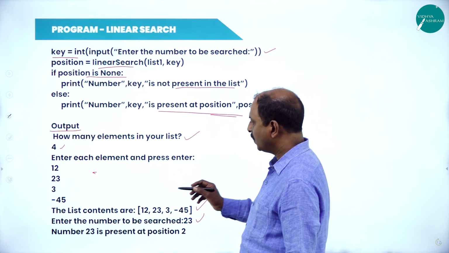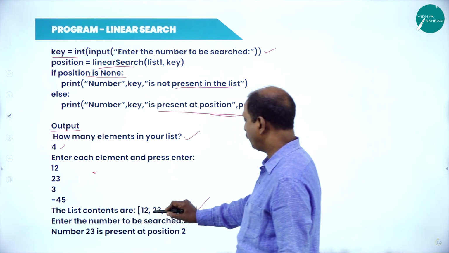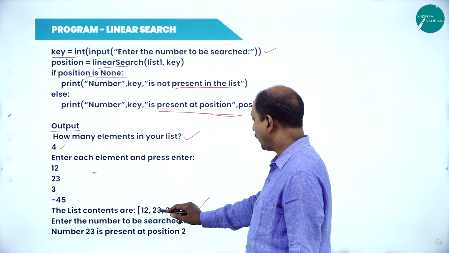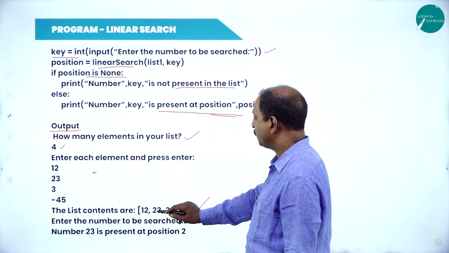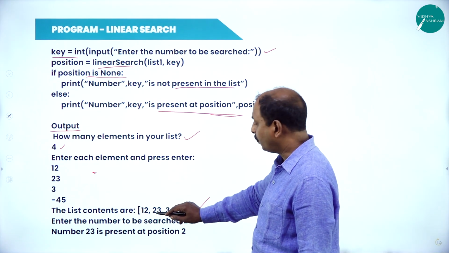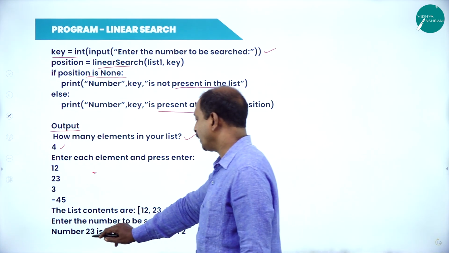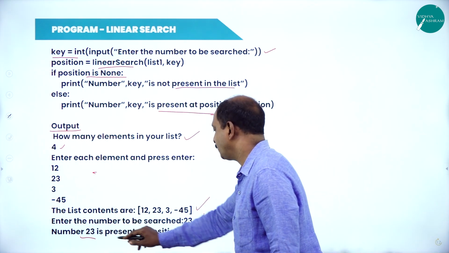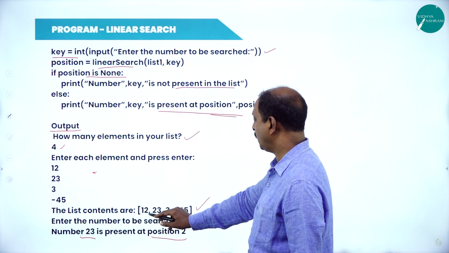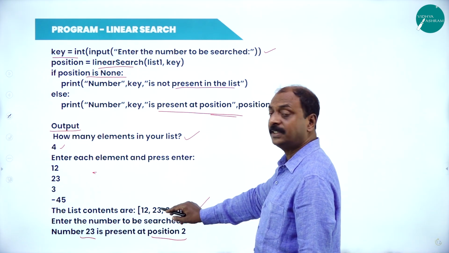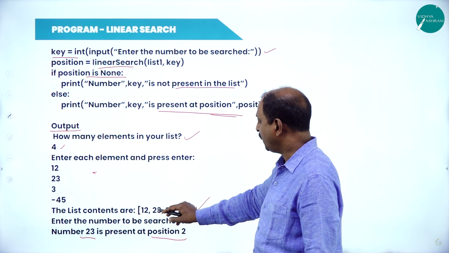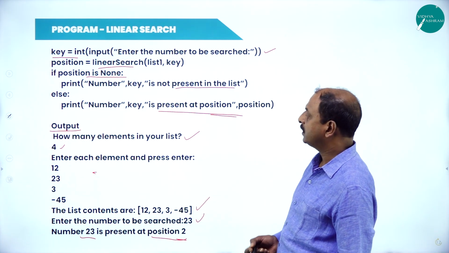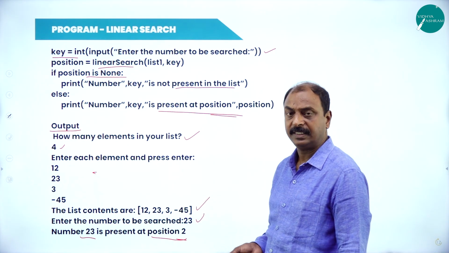So in this given list, if you look at it, 23 is at index 0, 1, 2, 3. So it is at index 1, position 2. Accordingly, it prints the message: number 23, the key element, is present at position 2. Here 0, 1 is the index, but position is index plus 1, 1 plus 1, that equals 2. So this is a program for linear search.